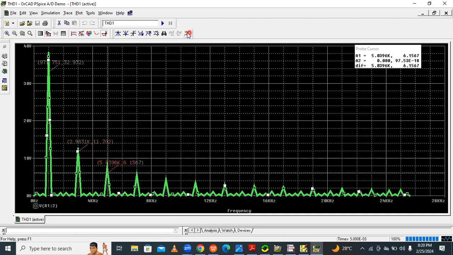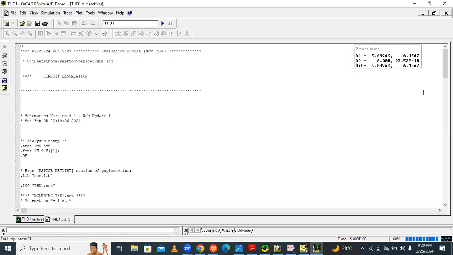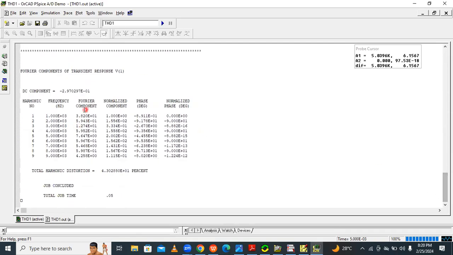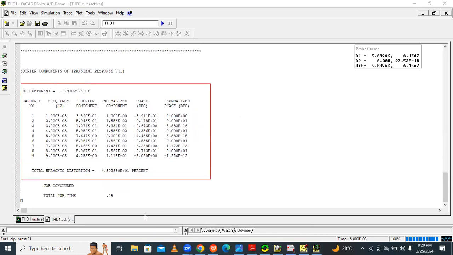Next, the first icon is called circuit file, and the second icon is called view simulation output. Press this icon, the simulation output, then go to the last part. This is called total harmonic distortion. Compare calculations with the results here. This is 4.302 into 10 to the power of 1, 43.02%. Like this, we can calculate total harmonic distortion practically by using PSPICE.